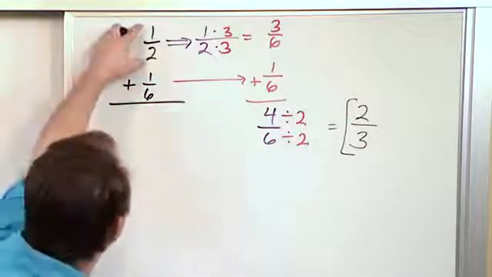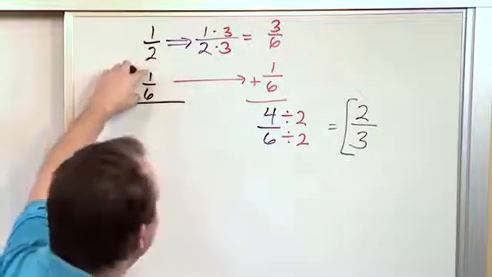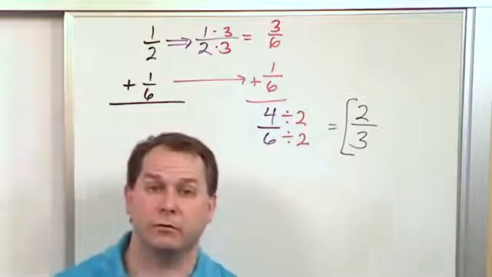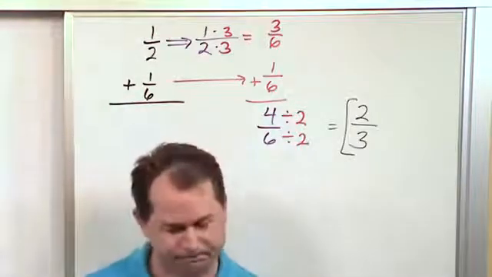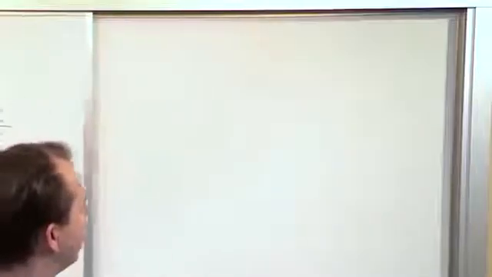So if we have one person drive for 1/2 of the trip and the other person drive for 1/6 of the trip, all together they've driven about 2/3 of the trip towards their destination. All right, so let me go and get this out of the way. We're going to do one last problem here.